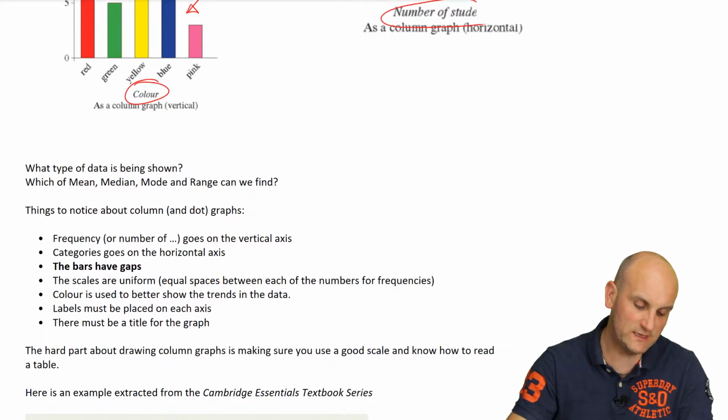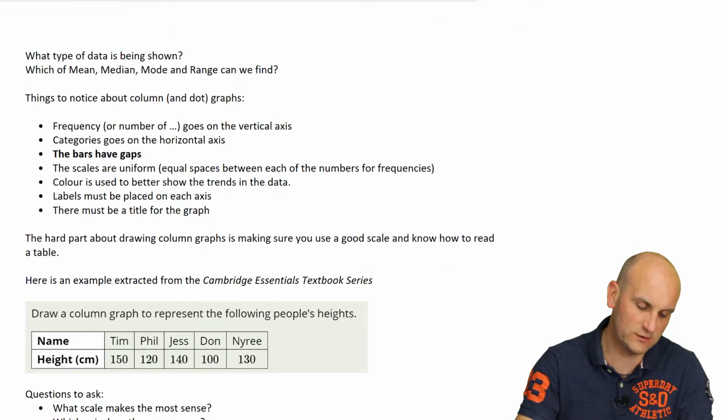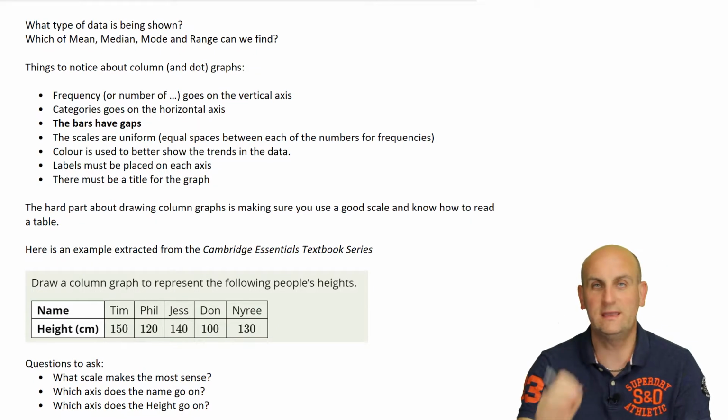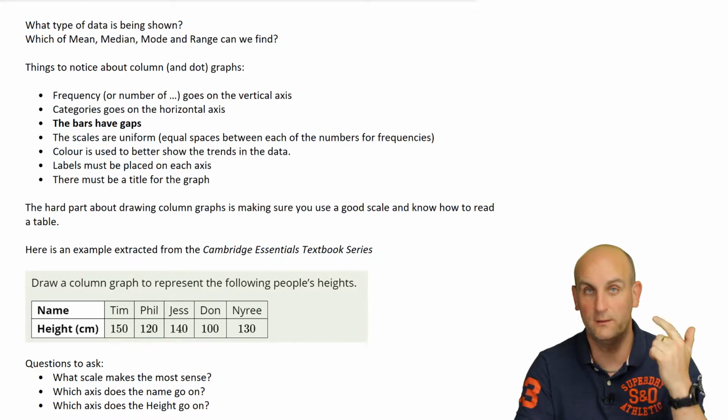Now, what type of data is being shown? Once again, it was categorical data, and so we cannot find the mean, the median, or the range, but we can find the mode.